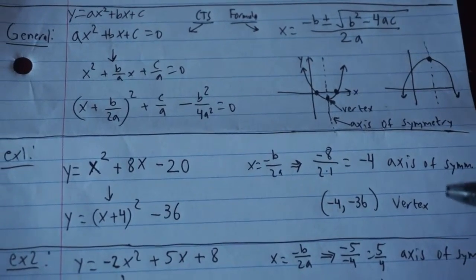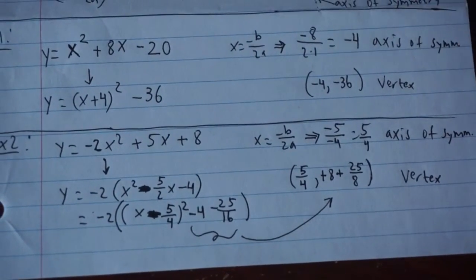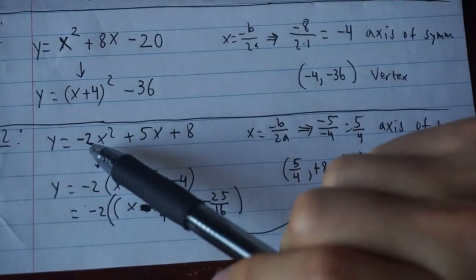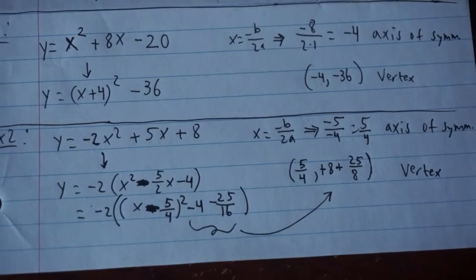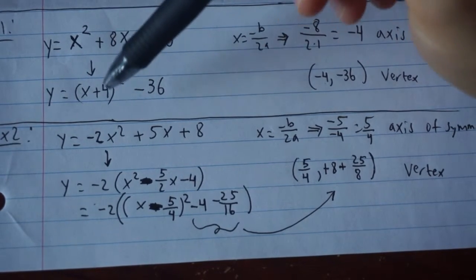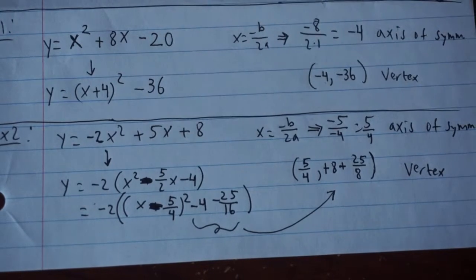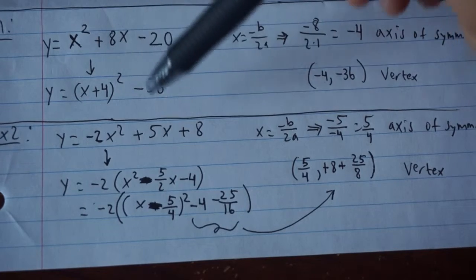Let's try another example. Example number 2. I just did this to make it a little crazy looking. Here we have a negative 2, so this looks kind of scary. The negative 2 means that it's upside down. So it would be something like this, where it's facing upside down. All right, so same procedure.